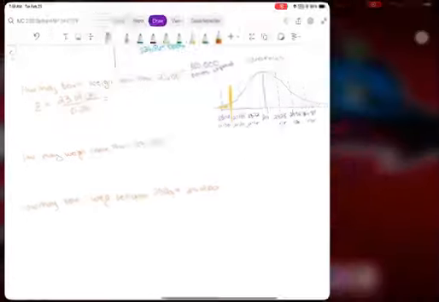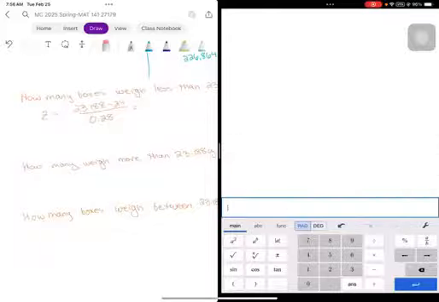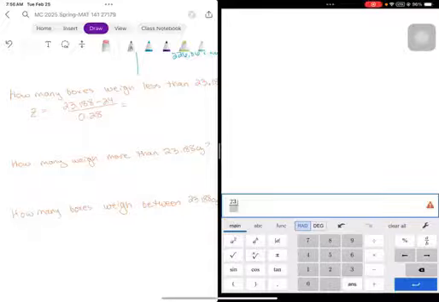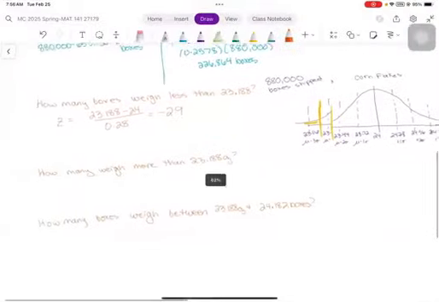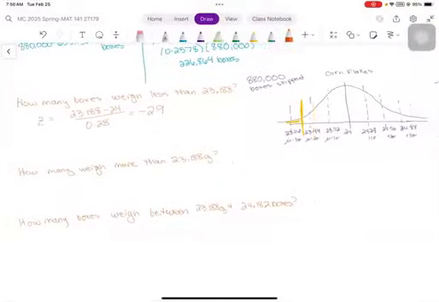I'll go to my calculator again to calculate these things. 23.188 minus 24 divided by 0.28, and I get negative 2.9. That's a really low z-score. Remember, 99.7% of our data falls within 3 standard deviations, so this is right on the edge here, okay?